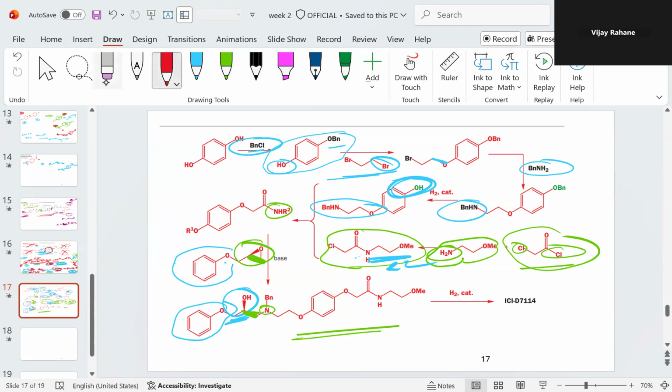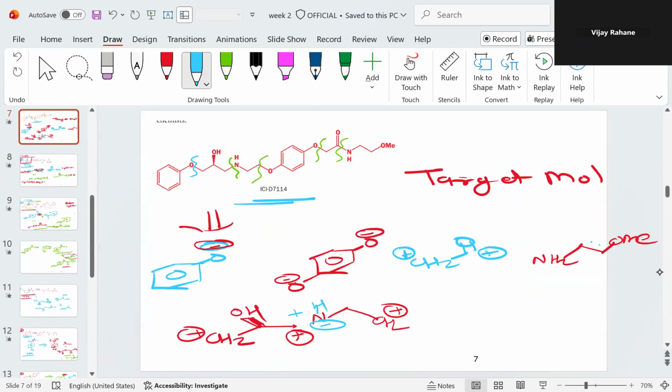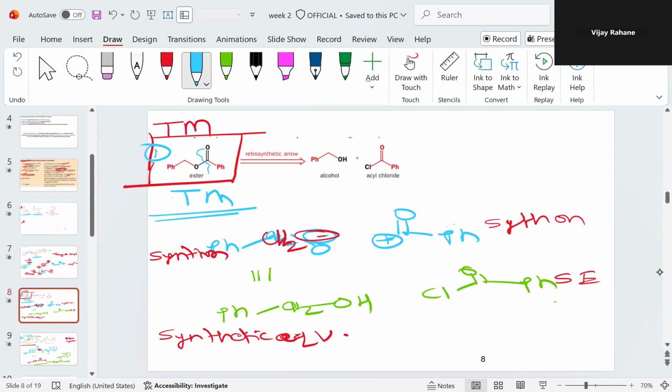Earlier we also saw this benzyl deprotection, and that is done here from this nitrogen to get the target molecule. So this is the forward synthesis of this ICI D7114 molecule, which I showed very initially. This one.